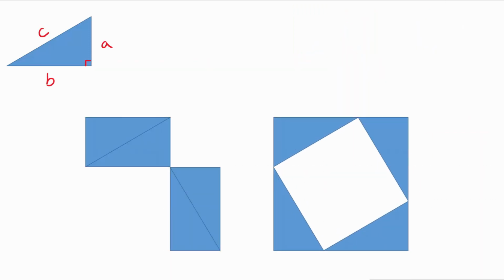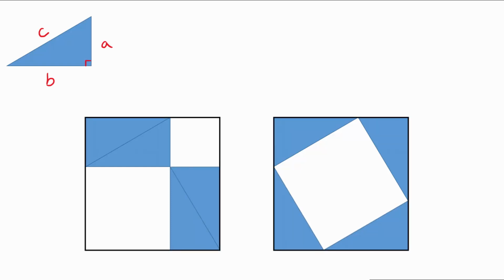Okay, notice I've created 2 groups of the figures here, and I want to look at the outline of both of these figures. I'm going to highlight them both in black. There we go. Convince yourself that both of these figures are in fact congruent squares with sides of length A plus B. Now focus on this smaller square inside the left-hand big square.